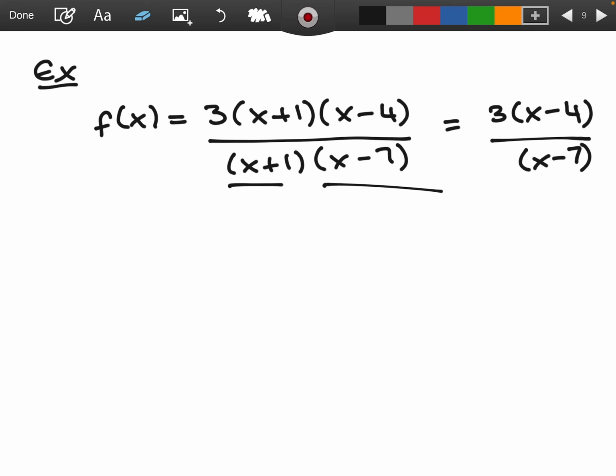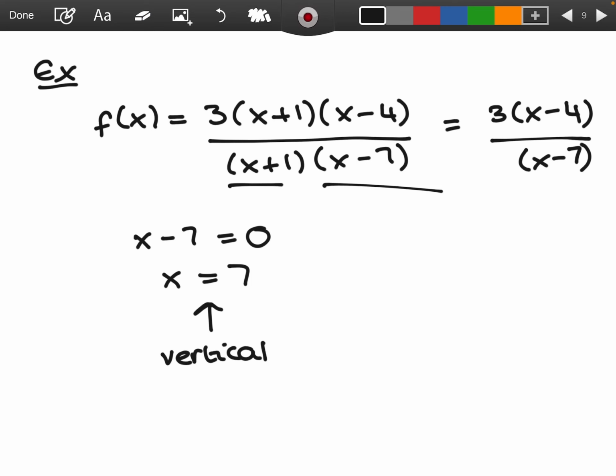Do not do it before you've put it in simplified form and cancelled out any like terms on the top and the bottom. Okay. So in this case, we set our denominator equal to 0, and that tells me that I have a vertical asymptote at x is equal to 7. So make sure that you simplify first, then set your denominator equal to 0, and that will tell you where your vertical asymptotes are.